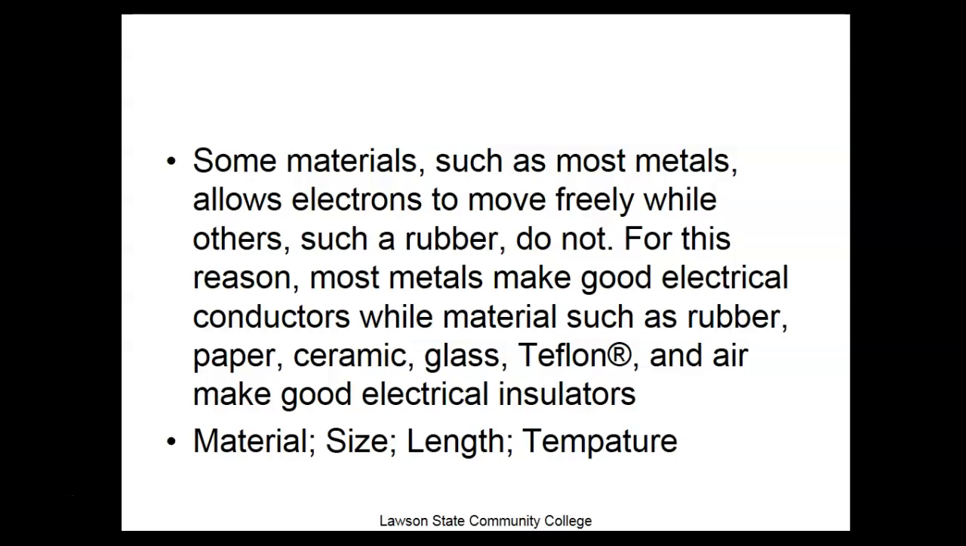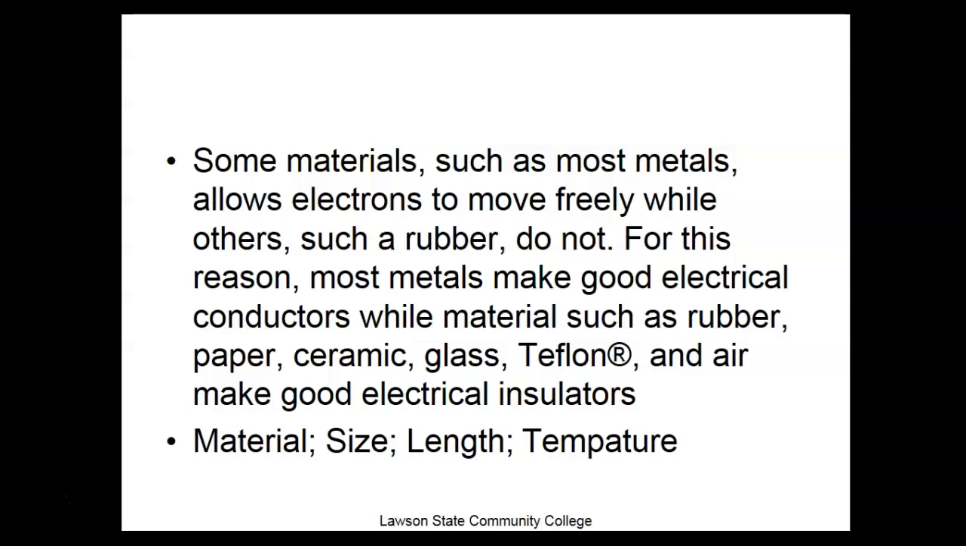Some materials, such as most metals, allow electrons to move freely, while other materials, such as rubber, do not. For this reason, most metals make good electrical conductors, but not all. We have tungsten and stuff like that. We do have some metals that have a pretty good deal of resistance, and these are usually the metals in your electric heaters, in your stove. If you've got an electric stove, that's what's causing them to get hot, because they've got resistance in them. And of course, if you push current through resistance, one of the byproducts of watts or work is heat.